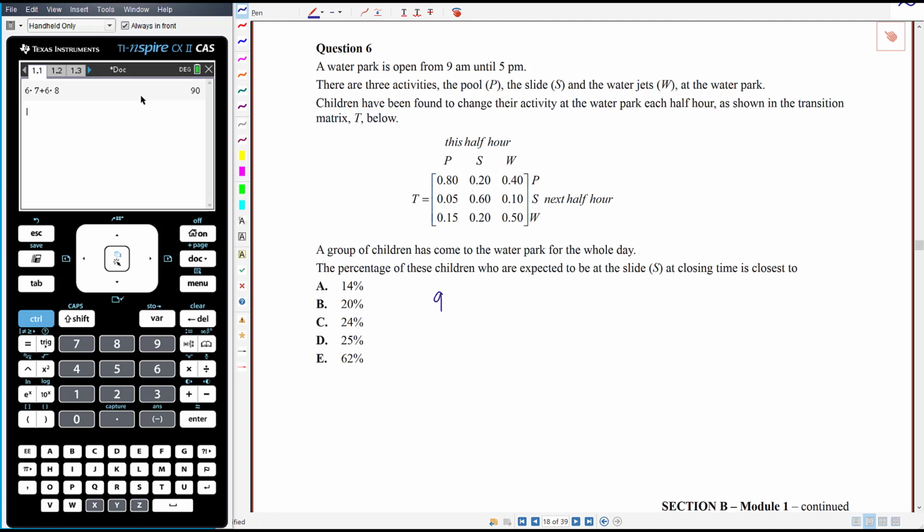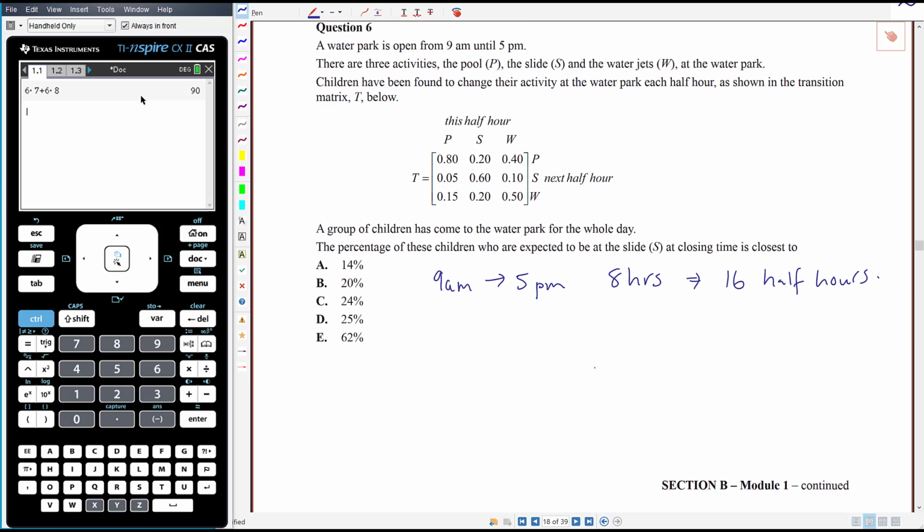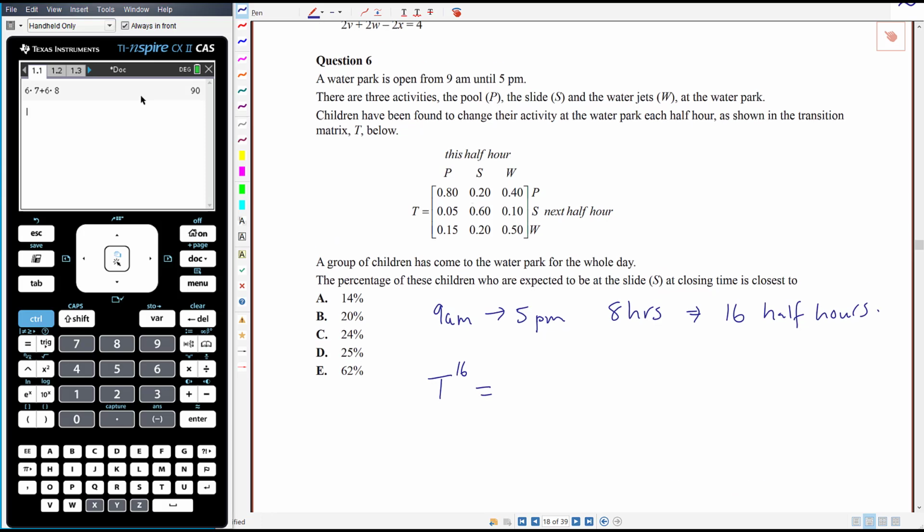Okay, so let's have a think about 9 AM until 5 PM. That's 8 hours, which means it is 16 half-hour blocks. So we essentially want to think about the 16th transition. So we want to work out what T to the power of 16 is, which probably will be the steady state, but let's just check.